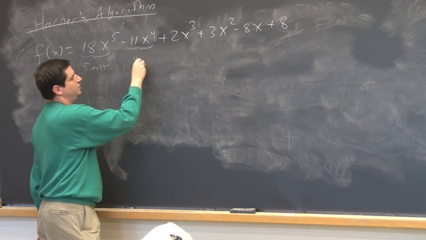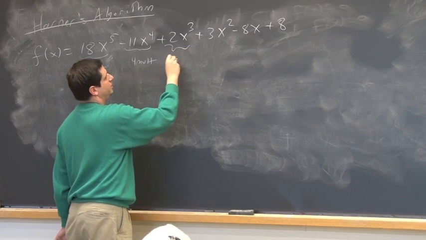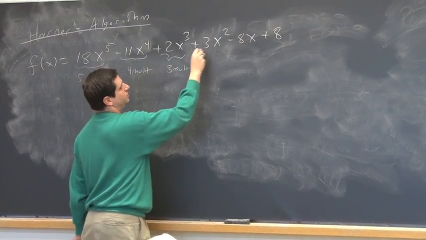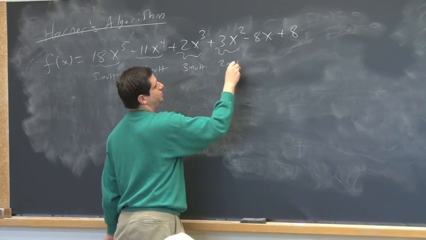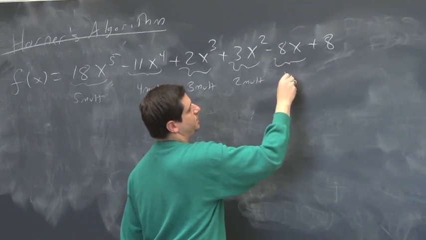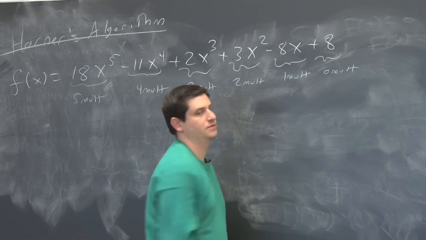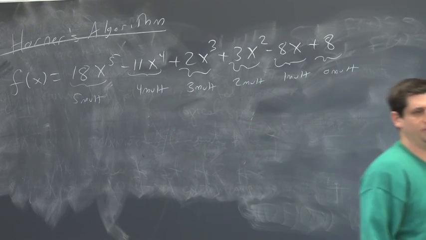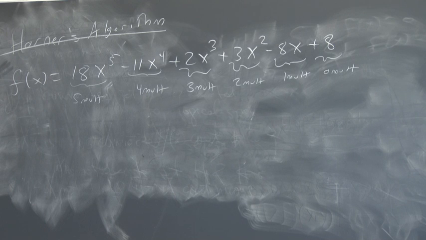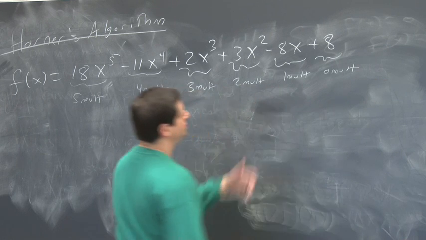How many multiplications does the next term cost? 4, right? 4 multiplications, 3 multiplications, 2 multiplications, 1 multiplication, 0 multiplications. All right, addition is cheap. I'm not even going to bother counting how many additions I'm doing. I don't really worry about additions. So what I have here is 5 plus 4 plus 3 plus 2 plus 1.